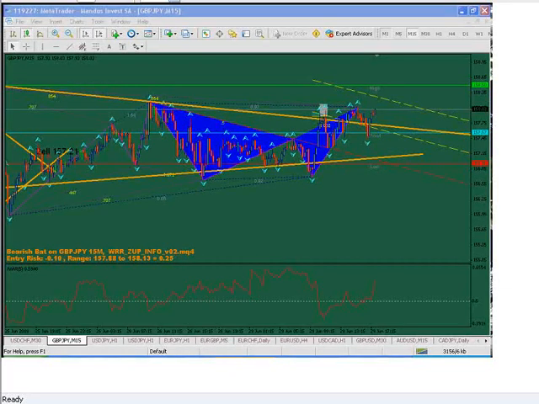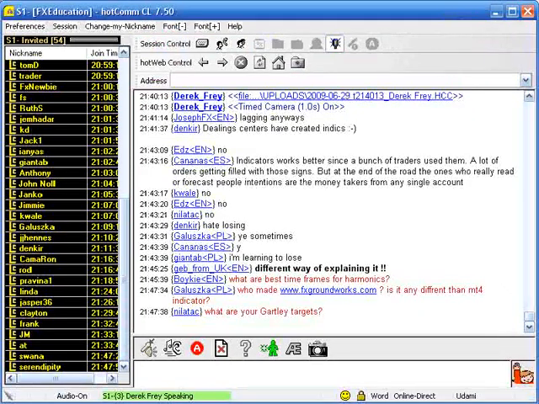FX Groundworks is a collaborative effort between myself and a friend of mine who is in here, I believe.